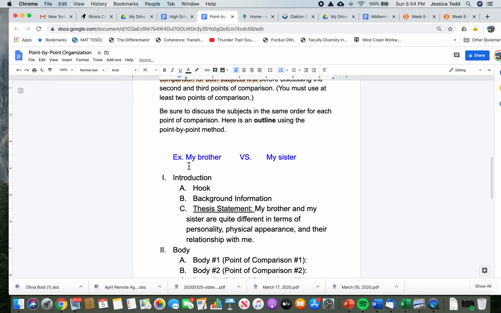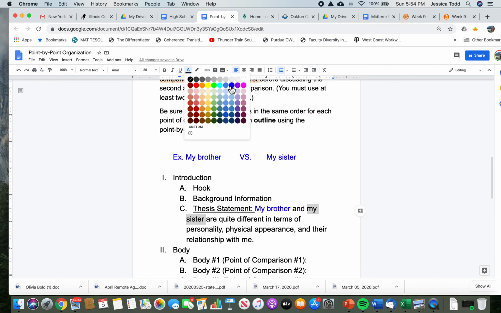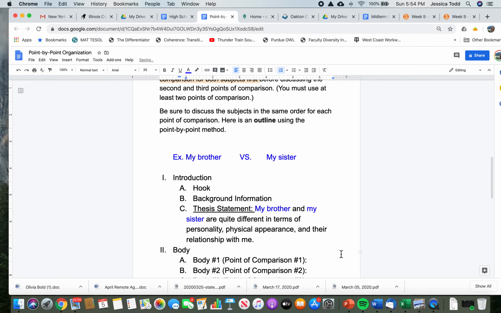First, it needs to have the 2 subjects, right? So I'm going to put them right now in blue. My brother and my sister. So I have the 2 subjects. That's excellent. Next, it needs to tell if they are similar or different. Am I comparing similar things or different? Here it says they are quite different. Okay, great. I'm going to highlight that in orange.